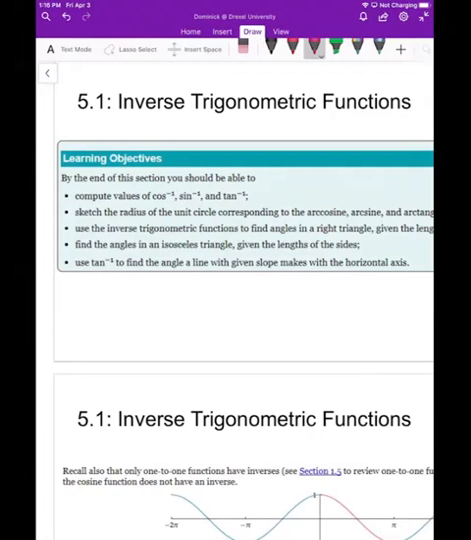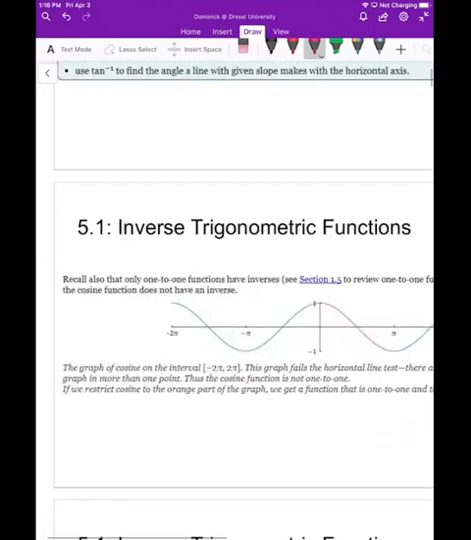Talk about how we can find the angles in an isosceles triangle if we are given the lengths using the inverse trig functions. And we'll also talk about how to use the inverse tangent to find an angle with a line that has a given slope, right?